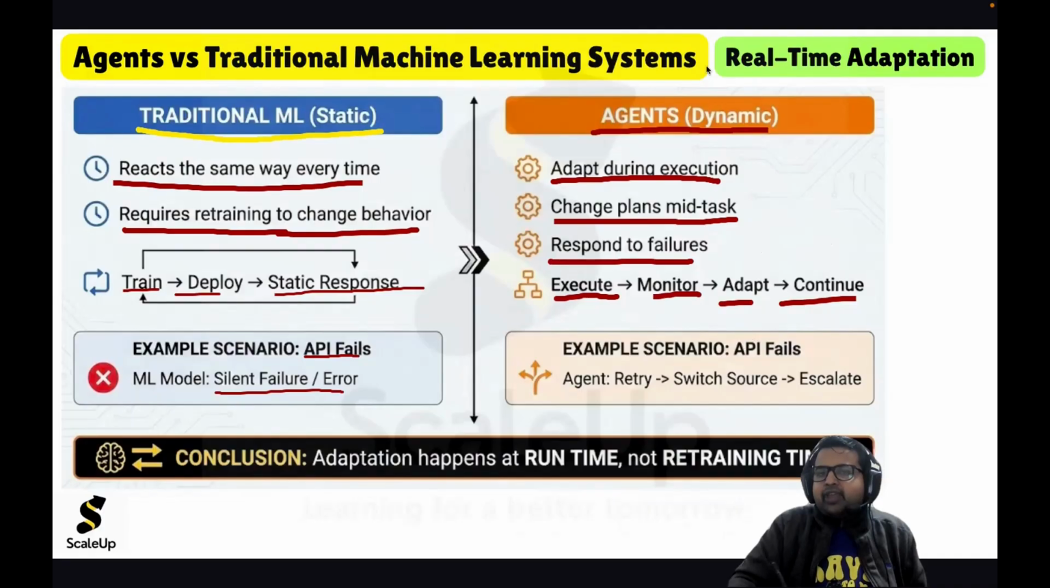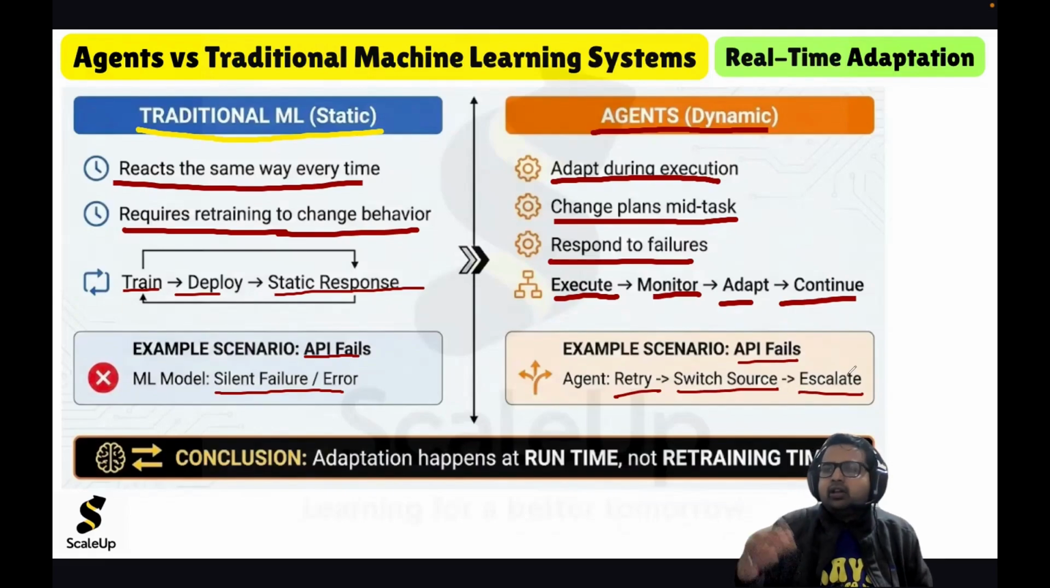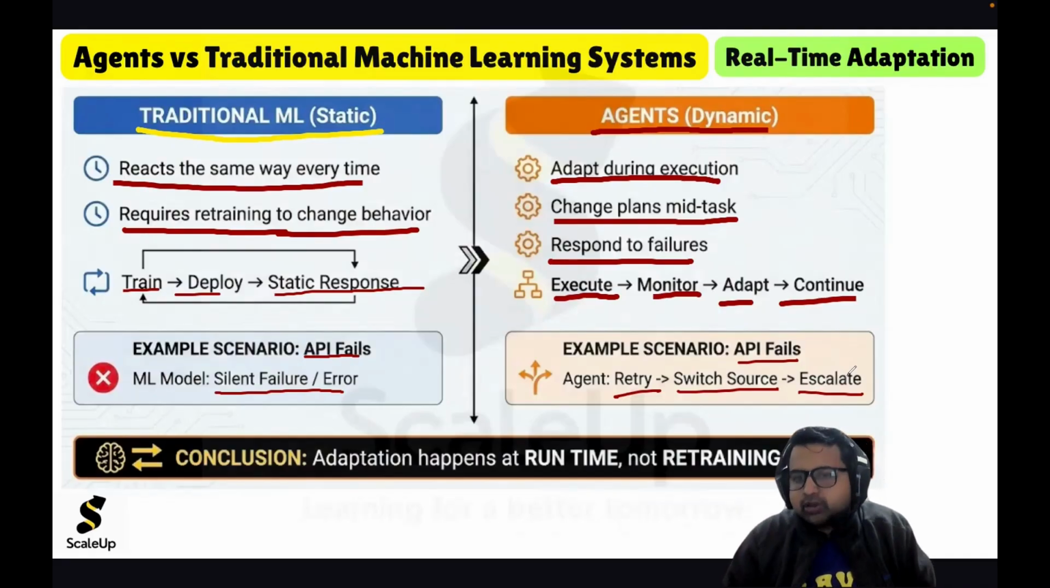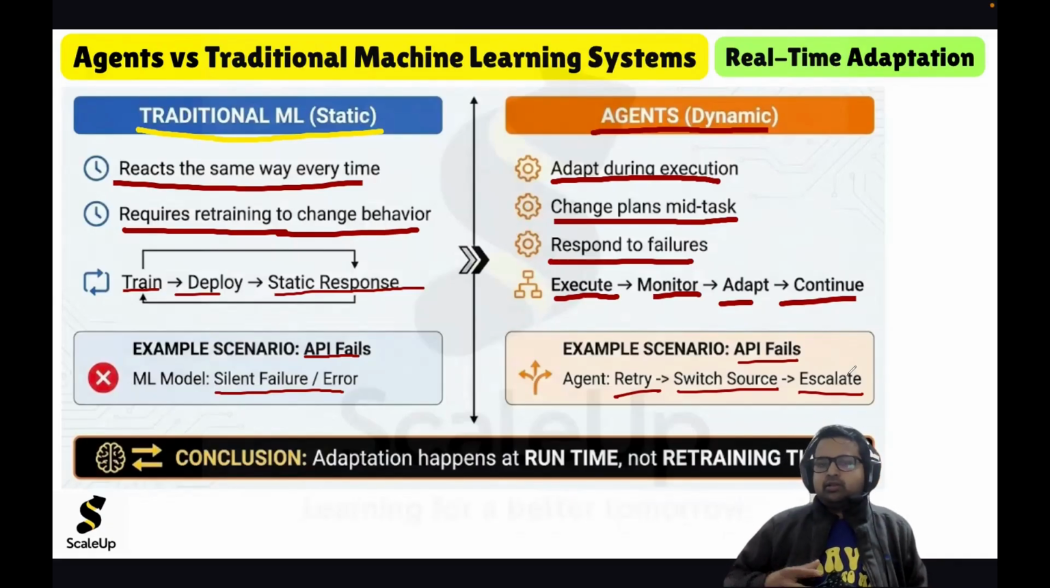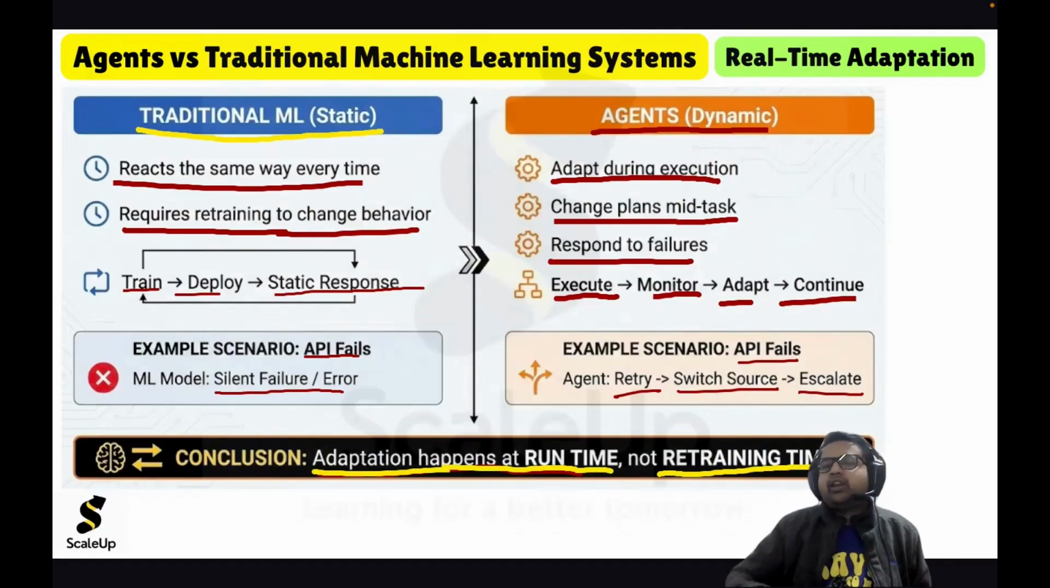So if an API fails, the agent will retry, and if once again it is not able to hit the API, it will switch source, or in the worst case, it will escalate, wherein it will request human intervention. So here the system is not failing, it is handling the errors. So the conclusion is that adaptation happens at runtime for agents. And the good thing is that there is no need for retraining. So that makes it very powerful.